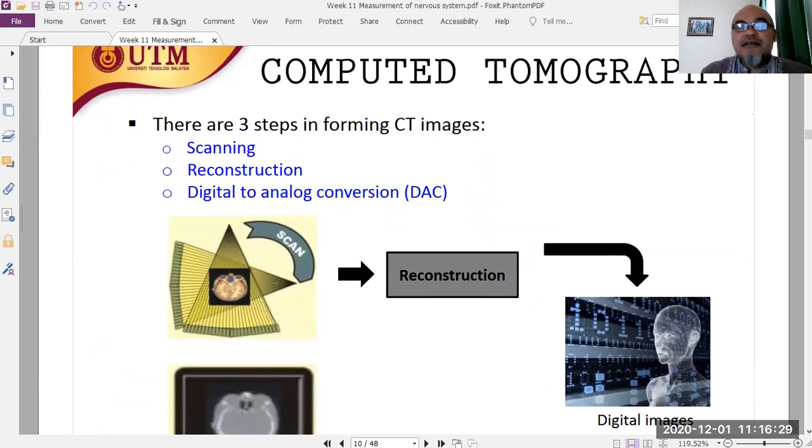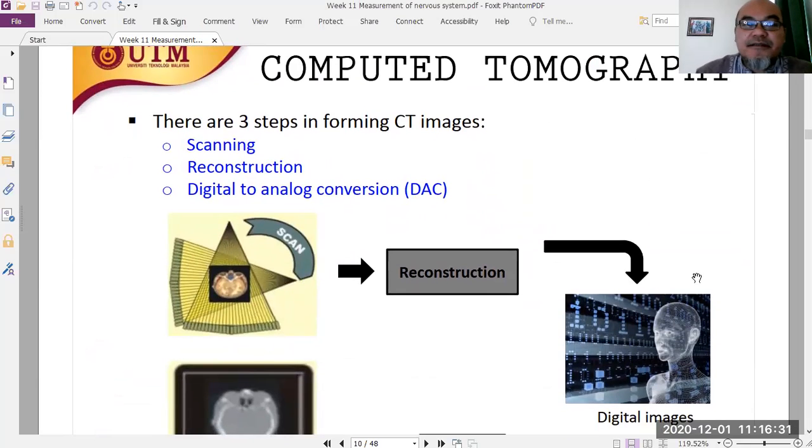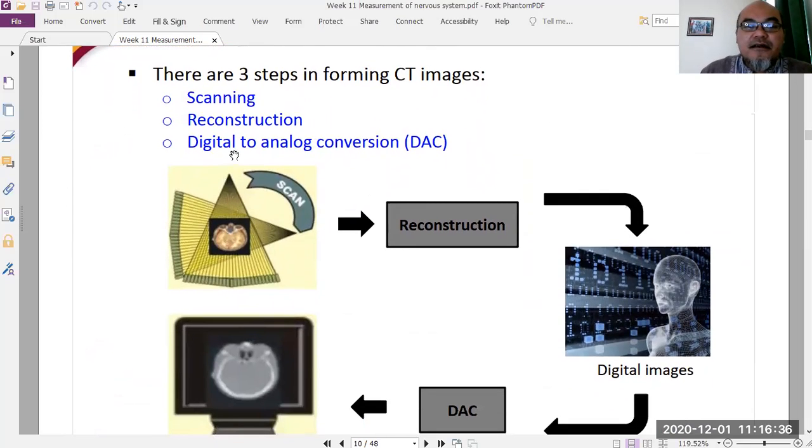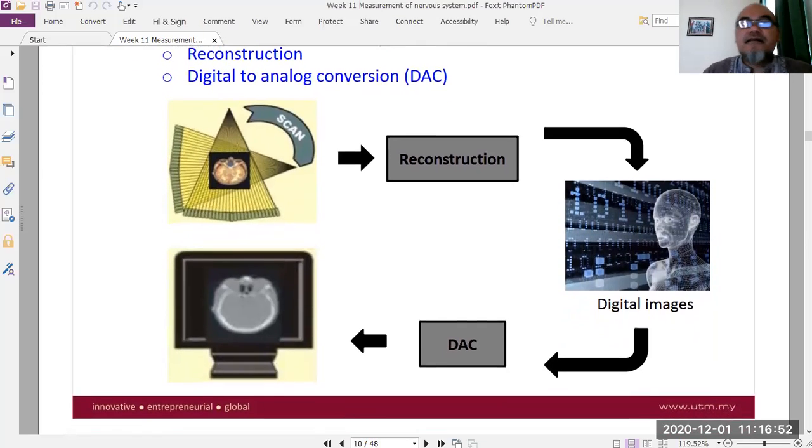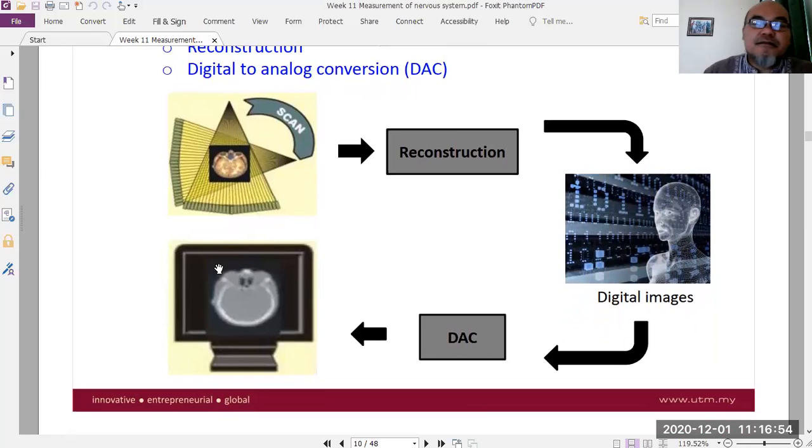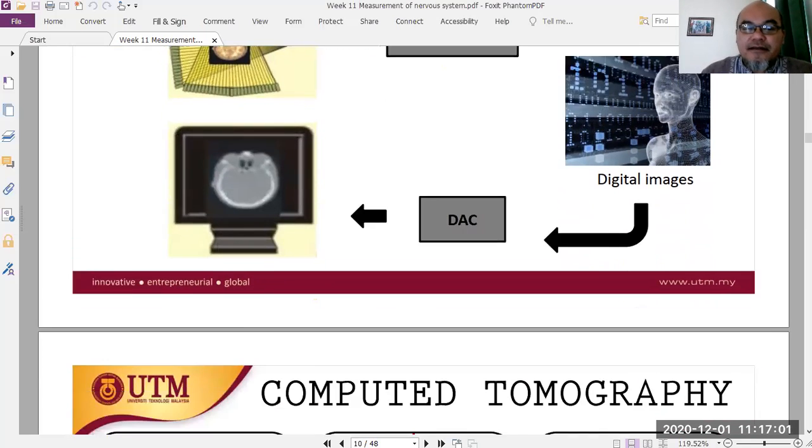There are 3 steps in forming the CT images. The first one is scanning, as we have mentioned, at different directions. The first scan, then moving to another angle, scan again, another angle again, until it comes back to the original position. After that, it is reconstructed as digital images, then converted back to your monitor with a DAC, and appears as the image of your head.